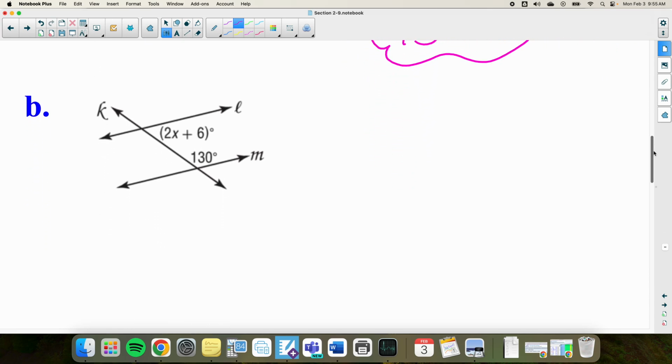Then if I look at B, what kind are these? Corresponding. Are they corresponding? Corresponding would be like this one and this one, right? These are insides, consecutive interior. What do we do with consecutive interior? Add them and set them equal to 180. So we're gonna do 2x plus 6 plus 130 equals 180.